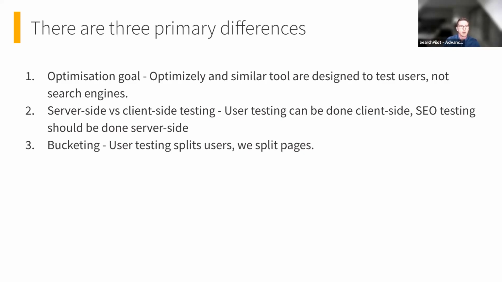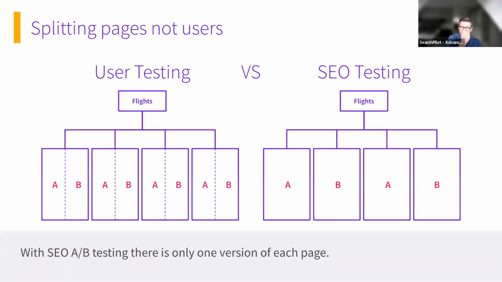And then lastly, the bucketing is completely different. So with user testing, we bucket users. With SEO testing, there is only one user that we care about, which is Googlebot. And I'll show you an image which demonstrates that in a second. So this is what that looks like visually. On the left-hand side, we have a user testing setup. And as I said earlier, there are 2 different versions of every page.